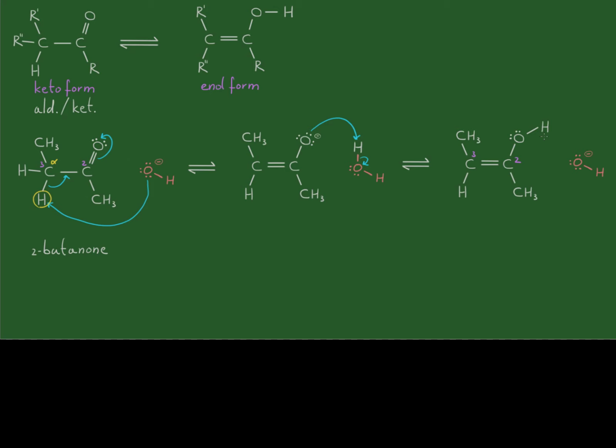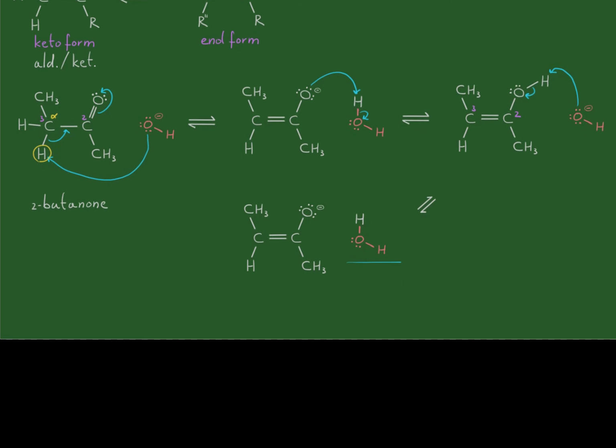Alright, now we need to go back to the keto form. So, what will happen? Well, pardon me, the lone pair electrons of the base will be attracted to this hydrogen here on the alcohol, and the electrons that were the bond between the hydrogen on the alcohol and the oxygen will end up on the oxygen again, which will bring us back to our water molecule and our anion.